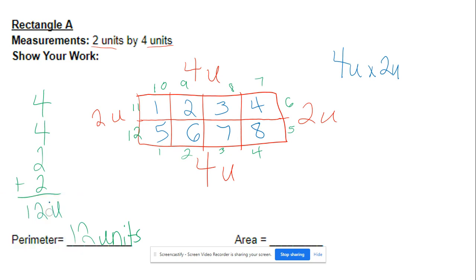So here we have 4 units times 2 units. 4 times 2 is 8. Units times units is units squared. So we have 8 units squared, because remember with area, we're multiplying units times units, so it's units squared. So our total area is 8 units squared. Let's try the next one.